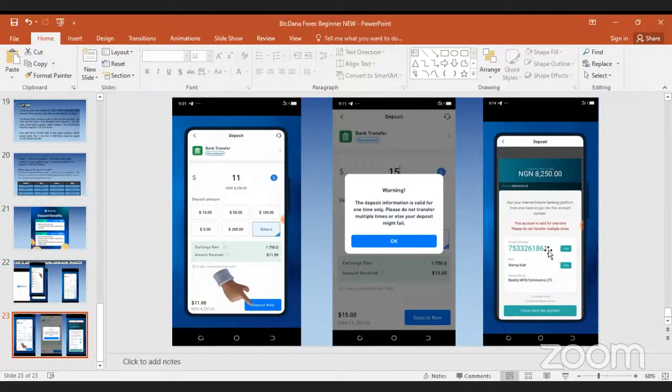When you get these account details, just go into your digital bank, maybe your OPay or whichever bank you are using, and transfer to the account details they have generated for you. When you've made payment successfully, come back to the app and click on I have made payment. I hope you understand.